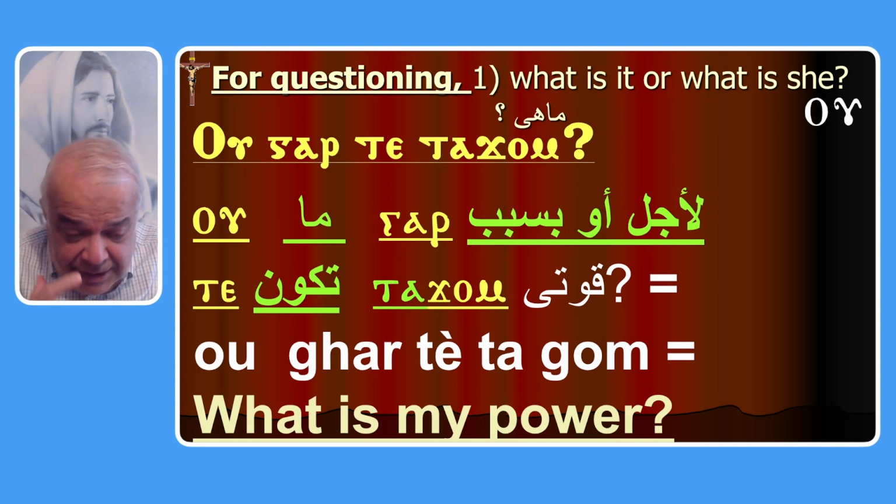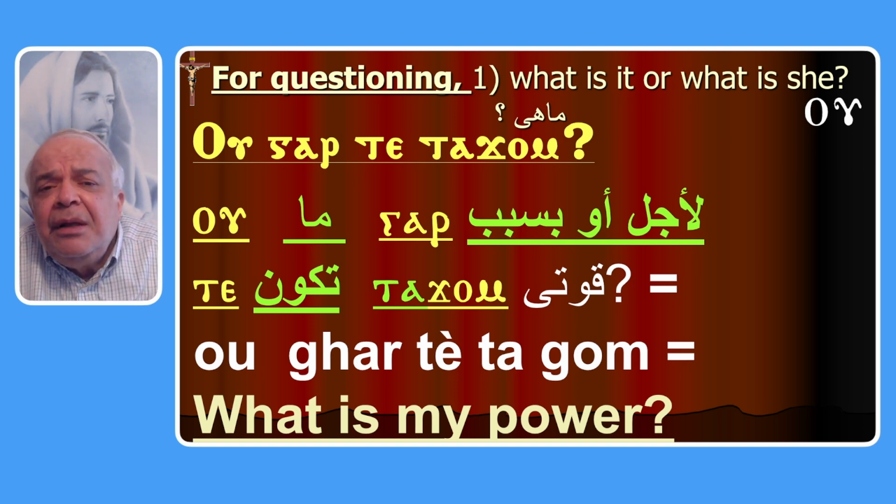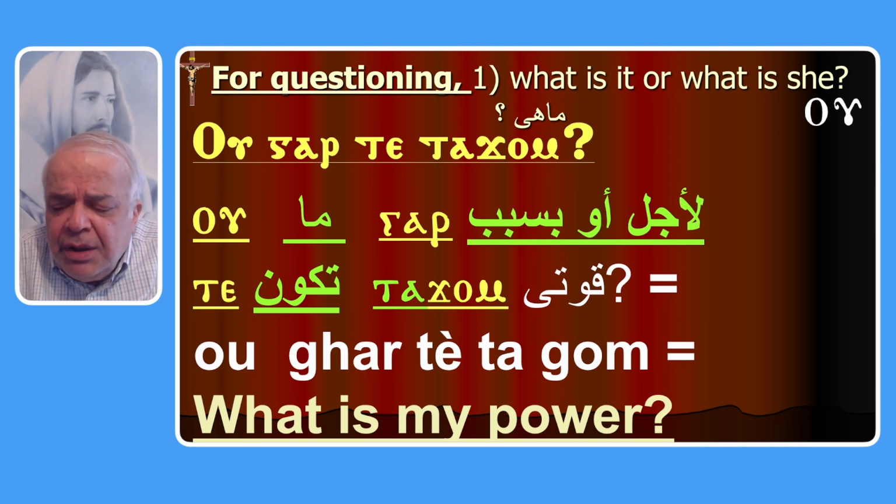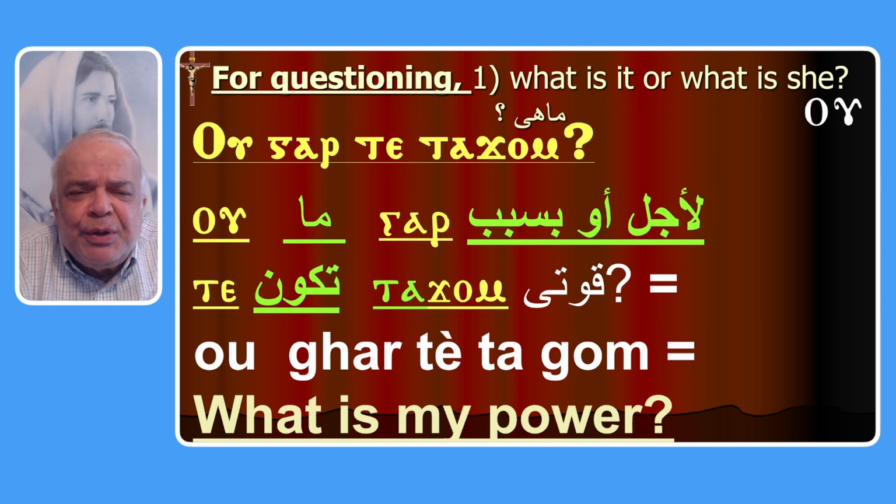I guess we can apply that question on the group of people who were watching Goliath, who came out as a Philistine attacker and asked for someone from the Jews to come and fight with him. And everybody got afraid. So everybody will say that sentence, O gar te ta gom. What is my power so I can go fight this person? This question of denial means that I am unable to fight that big, huge person.